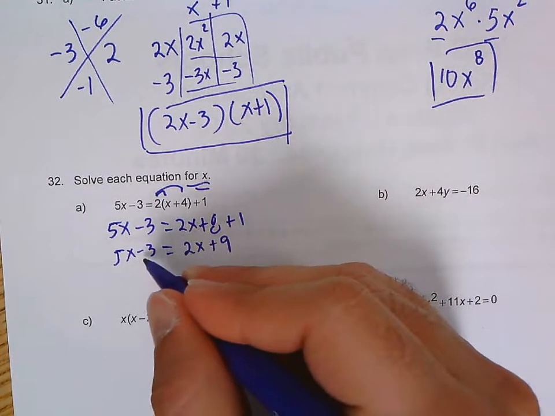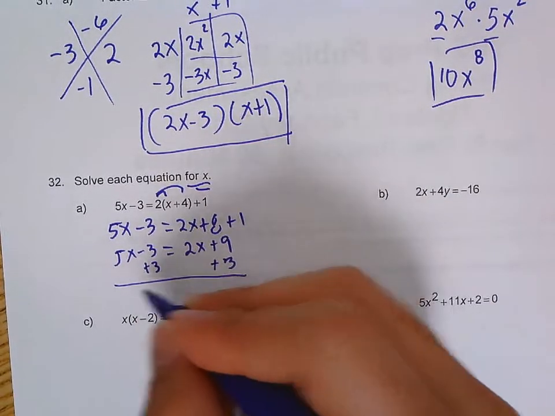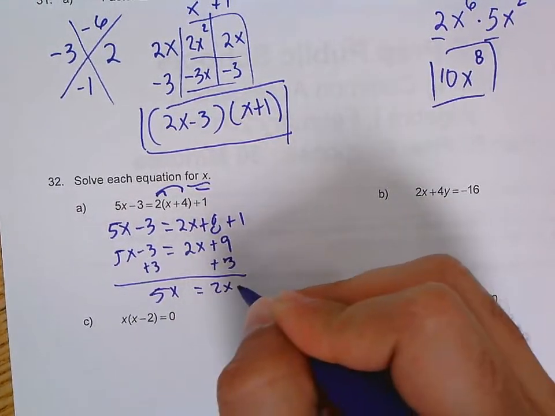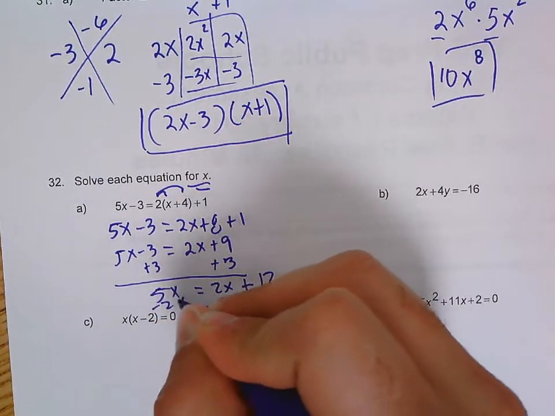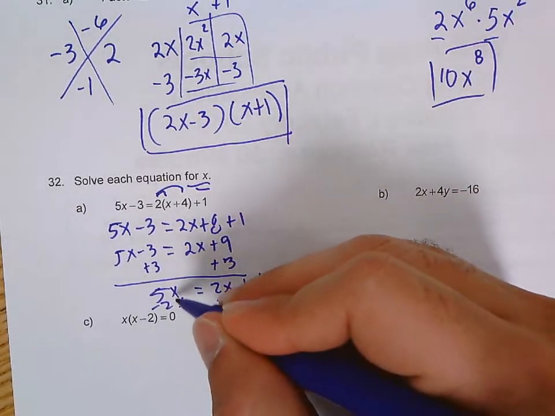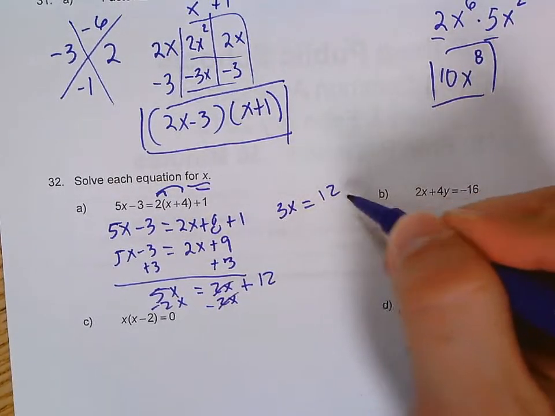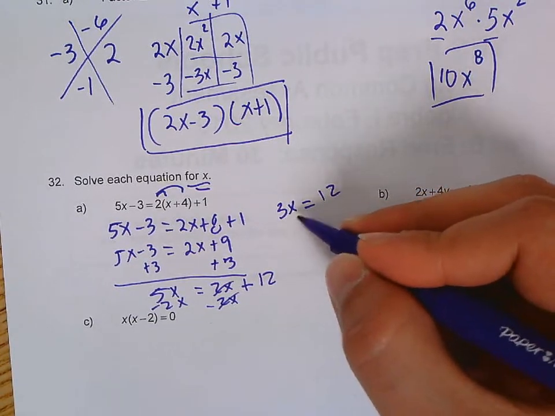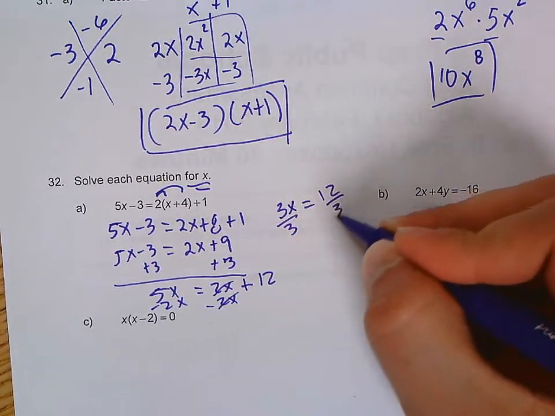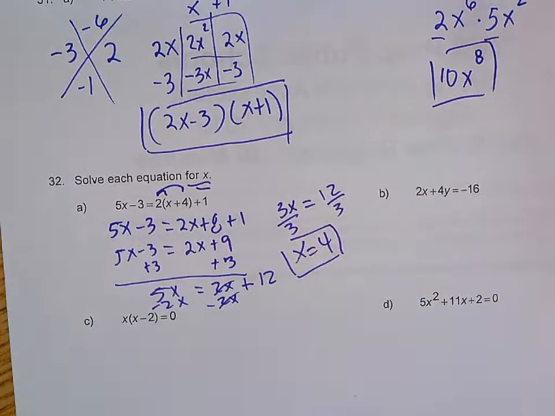operations. So because I have a minus 3 here, I'm going to add 3 to both sides. That leaves me with 5x is equal to 2x plus 12, and I subtract 2x from both sides. 5x minus 2x is 3x. This cancels out, and it equals 12. And then 3 times x equals 12. Well, the opposite of multiplying is dividing, so I'm going to divide by 3. So x is equal to 4. x is equal to positive 4.